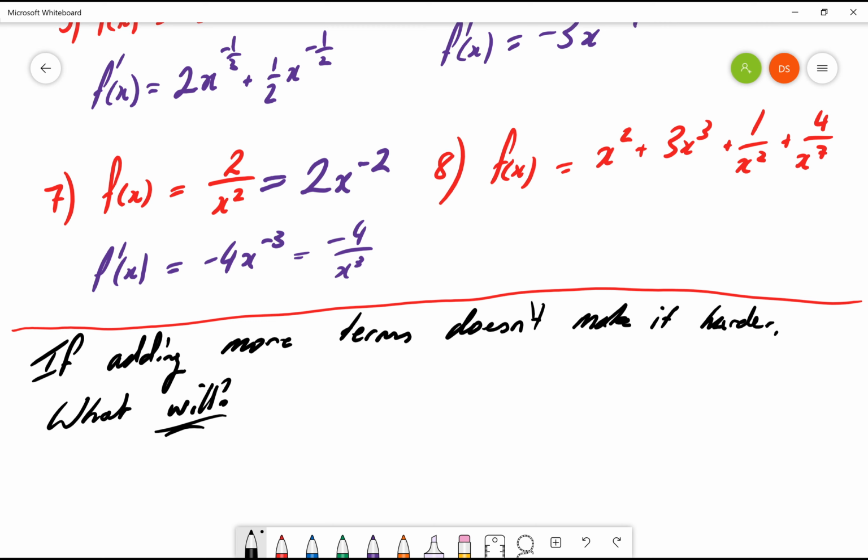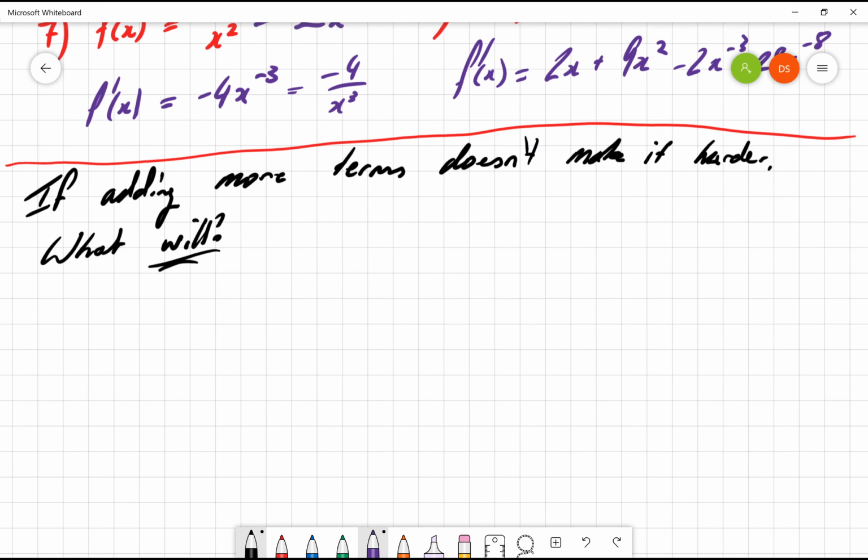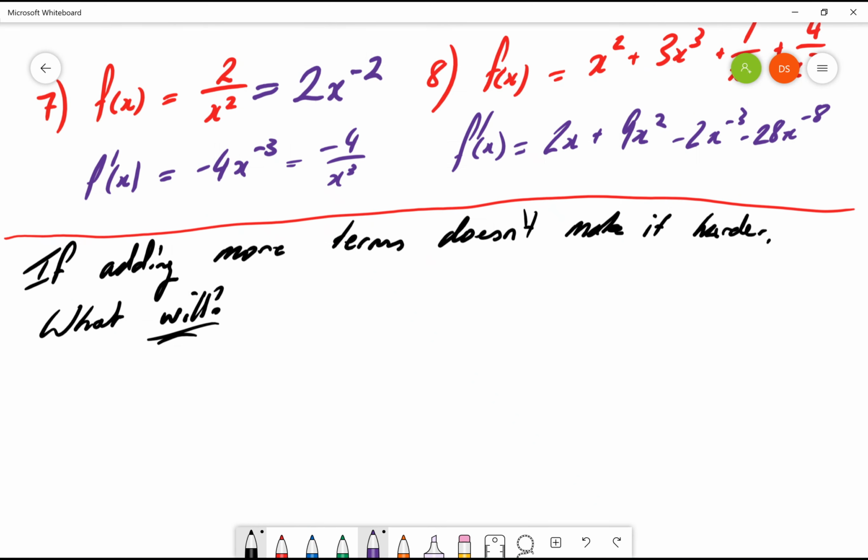Okay. So anyone got this answer? I'll just write it out just in case you want to look at it. I don't expect you to have done this, but multiply the power, take 1 off the power, so this is -2x to the -3. Multiply the power, take 1 off the power, -28x to the -8, if you got that. But if not, check in with me. Right? But the question is, what will make it harder? Okay, I'll just leave that there for a second.